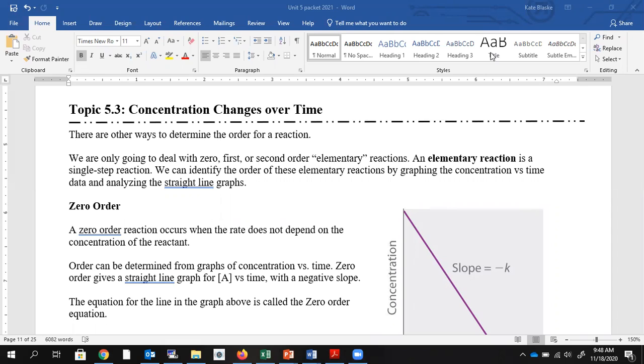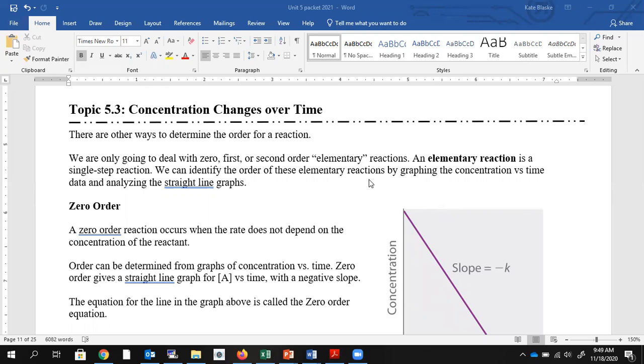Today we're going to be talking about topic 5.3, which talks about other ways to determine the order of a reaction. Remember that order tells us about how the rate of the reaction, the speed of the reaction, responds to changes in concentration. So zero order means we can change the concentration and not cause any change in the reaction rate. First order means that we do cause a change in the reaction rate that is proportional to the change in concentration. And second order means that our change in reaction rate is exponentially related to the change in our concentration.